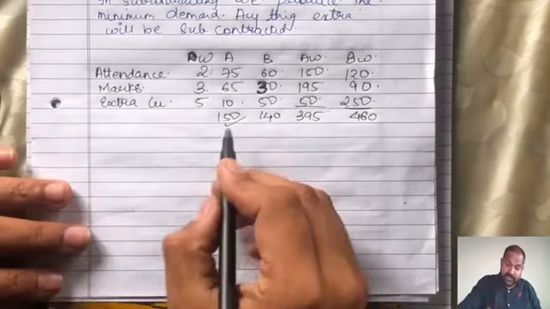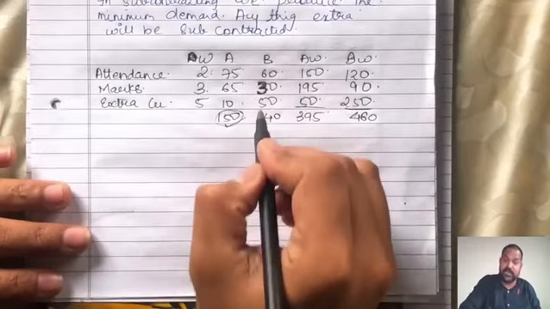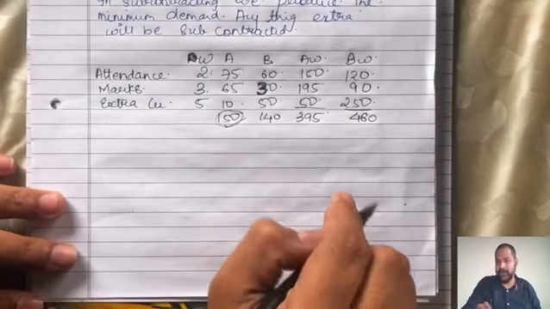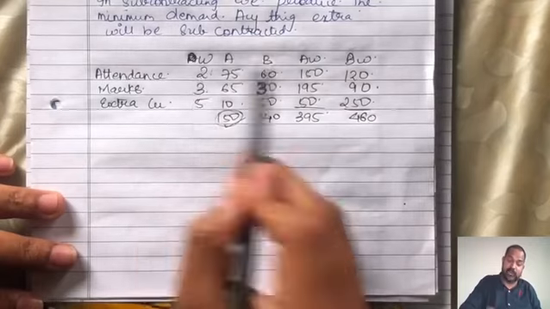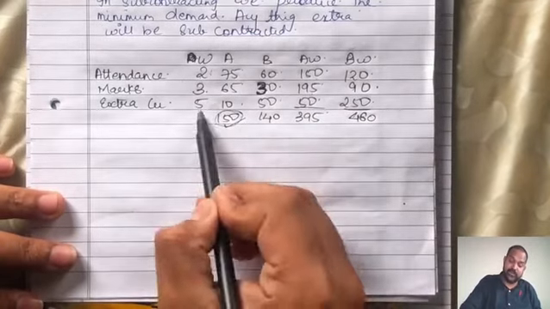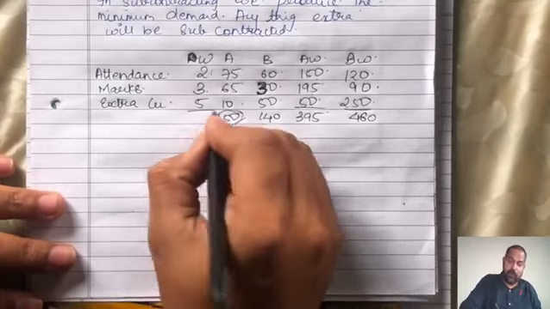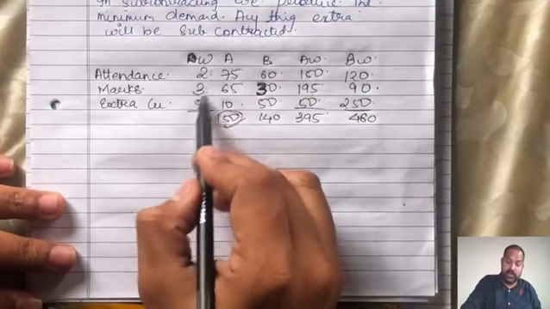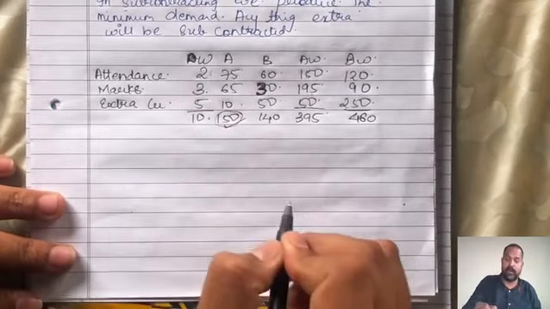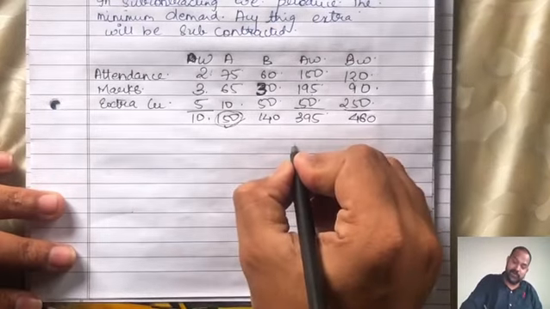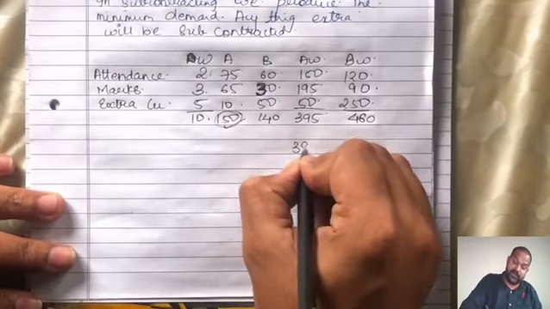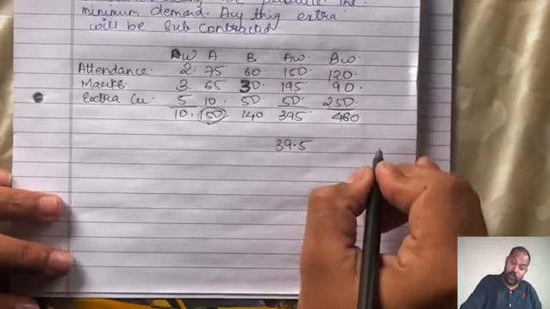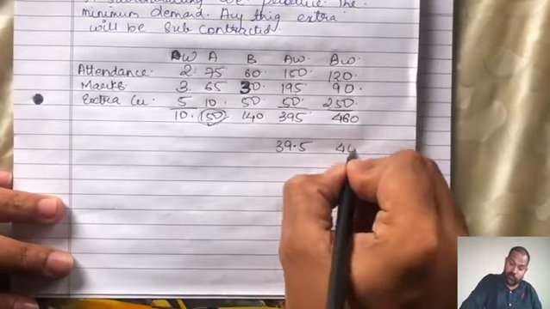Now initially this total was only for these 3 marks. But now what is happening? I am considering these marks twice, these marks 3 times and these marks 5 times. So I am not adding a total of 3 marks only. I am adding 2, 3 and 5, a total of 10 marks. So when I take an average, 395 by 10 is 39.5 and 460 by 10 is 46.